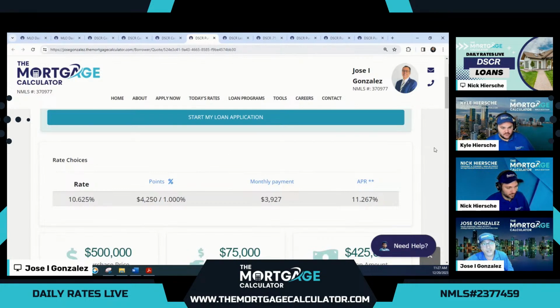So obviously, rates are a little higher, but not so high. It's 10.625, costing you 1 point. Now this is borrower paid pricing on here, so you would have to add the comp to the fees as is normal when we send these quotes out. It's already added.